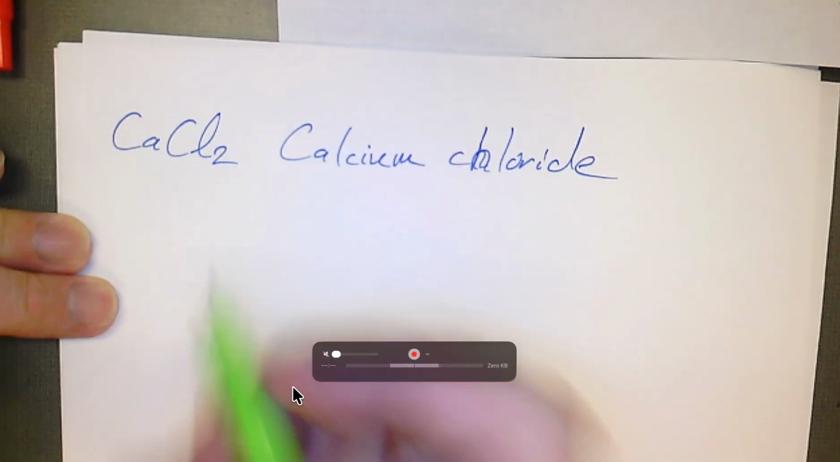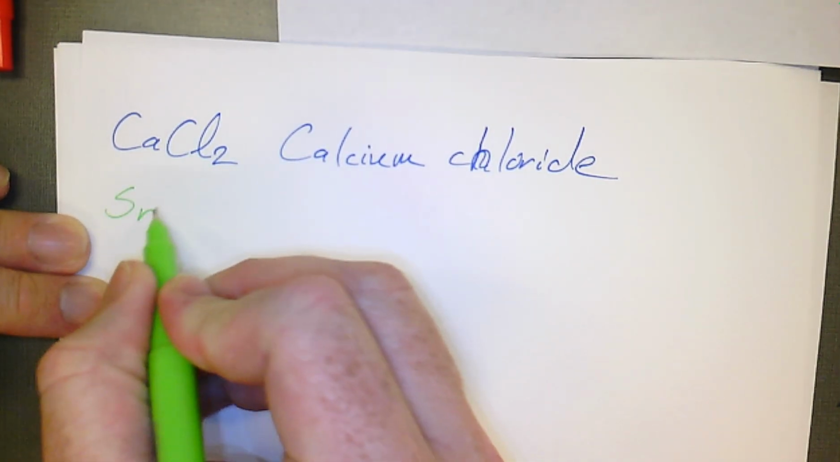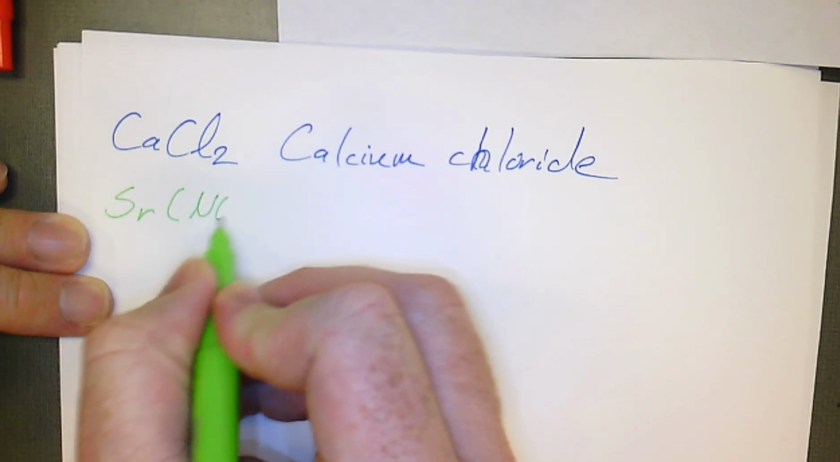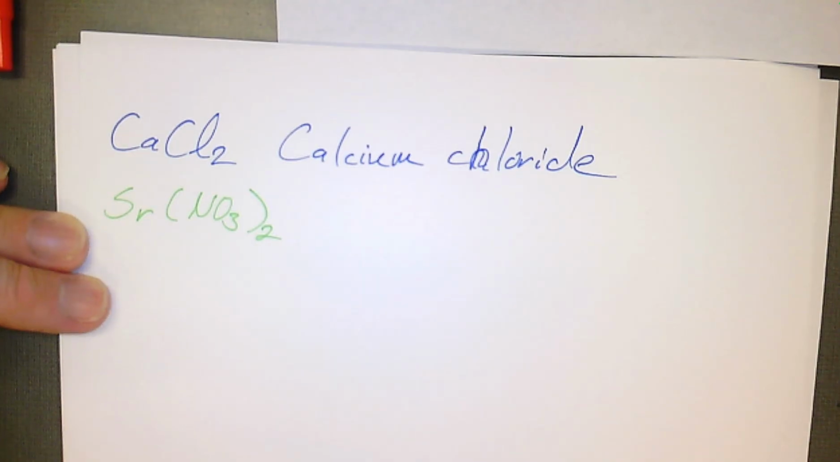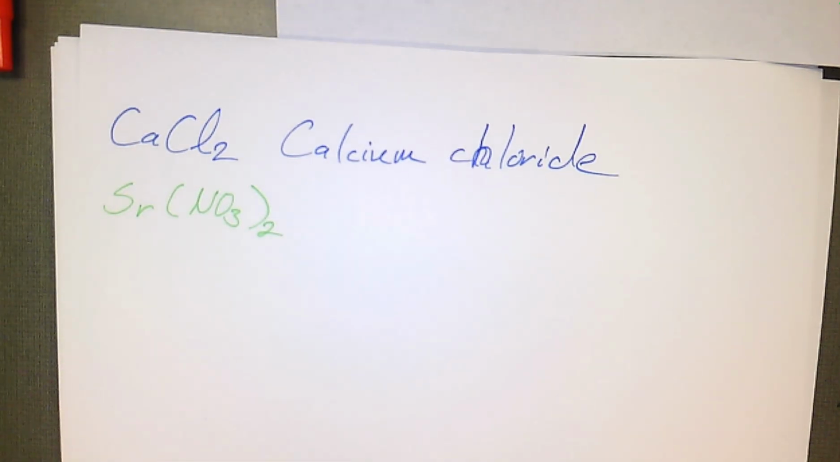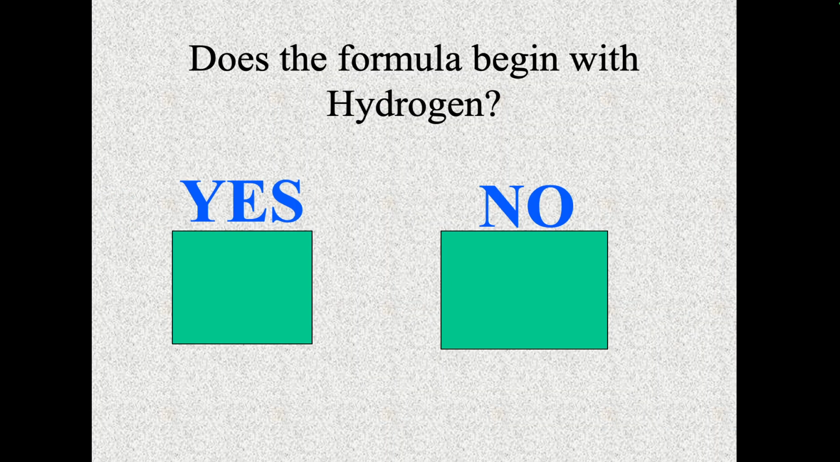All right. So let's go with Sr(NO3)2. Sr, parentheses, NO3, parentheses, 2. You guys with me? All right, everybody got it down. So let's go to our flow chart. You use your blue flow chart. I'm going to try and only use this one up here.